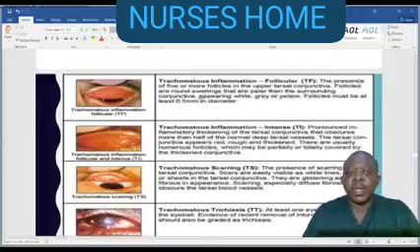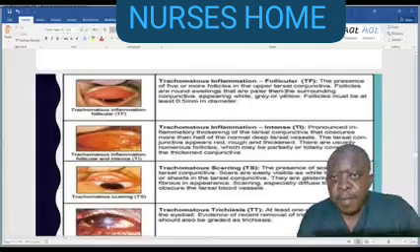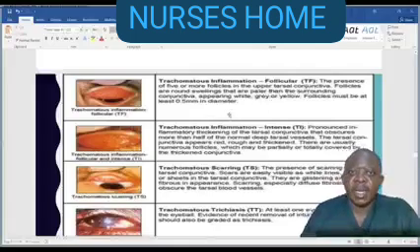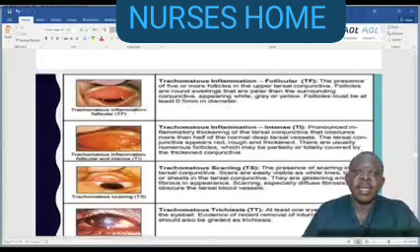So the presence of 5 or more follicles in the upper tarsal conjunctiva. The follicles are round swellings that are paler than the surrounding conjunctiva. They appear white, gray or yellow, and the follicles must be at least 0.5 millimeters in diameter. So this is the TF stage.